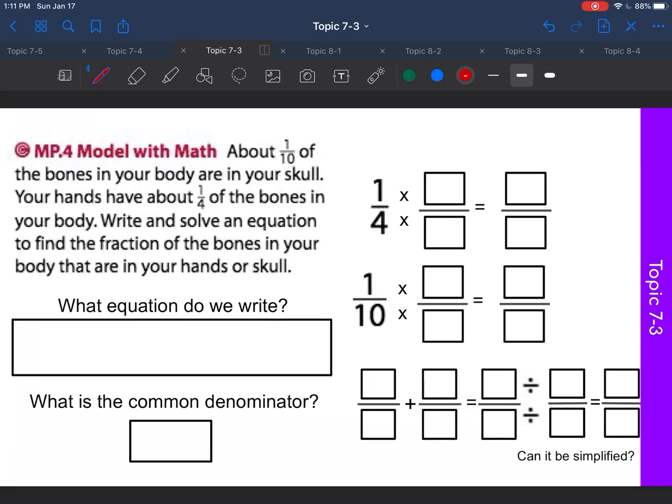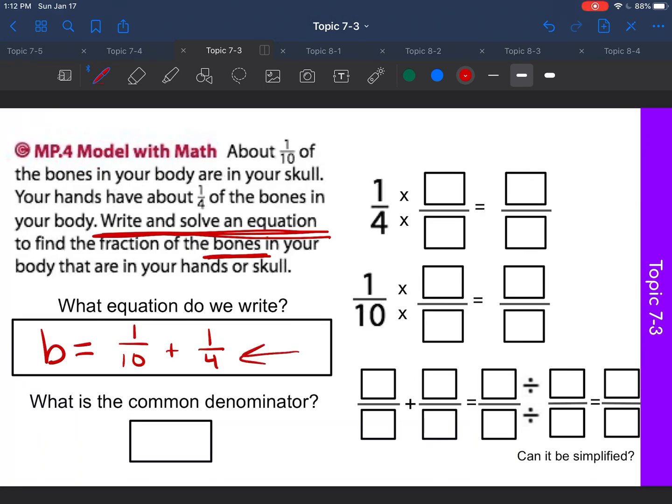So the equation that we could write, because we're writing and solving an equation, is for the fraction of bones. I'm going to say that B equals, because the bones equal, and what are we doing? Are we adding, subtracting, or multiplying those numbers? We are adding them. So we have B equals 1/10 plus 1/4. First we need to find a common denominator because we cannot add these two fractions.